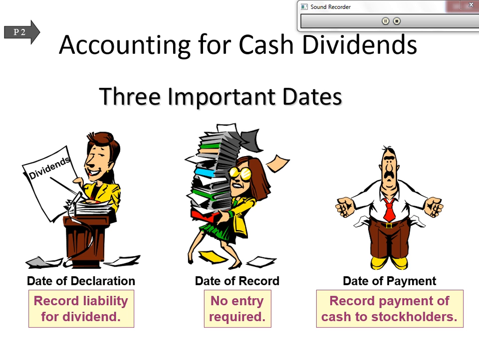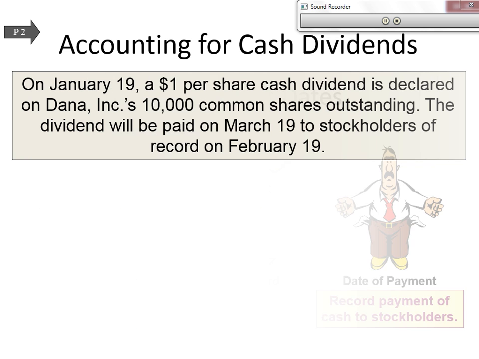And then date of record. There's no journal entry required for that. That's you determining what date you plan on paying the dividends. And then date of payment, actual payment, recording the payment of that cash dividend to the stockholder.